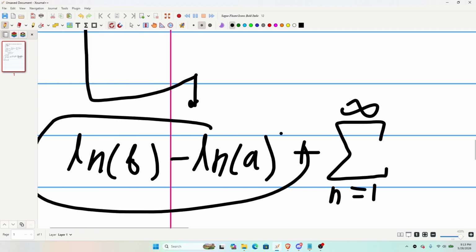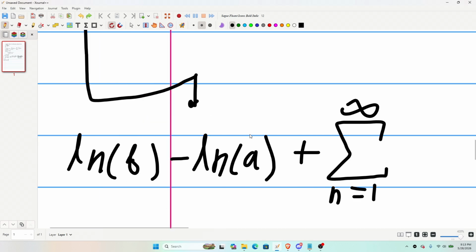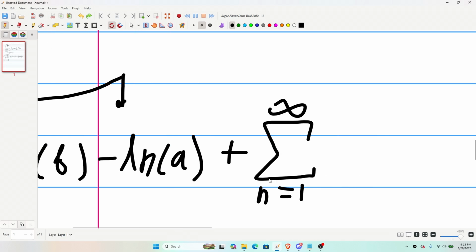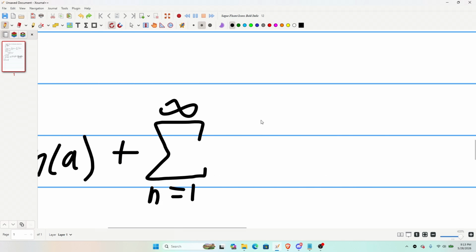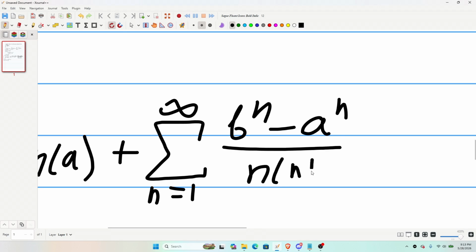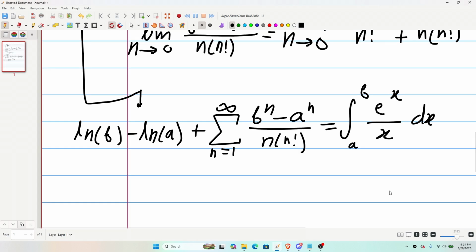Because we already have this first term, the n equals 0 term is gone, so we just have to take the sum from n equals 1 to infinity. And then you just write the same function as before, b to the n minus a to the n over n times n factorial. And that is our definite integral. Now we're going to solve for the indefinite integral.